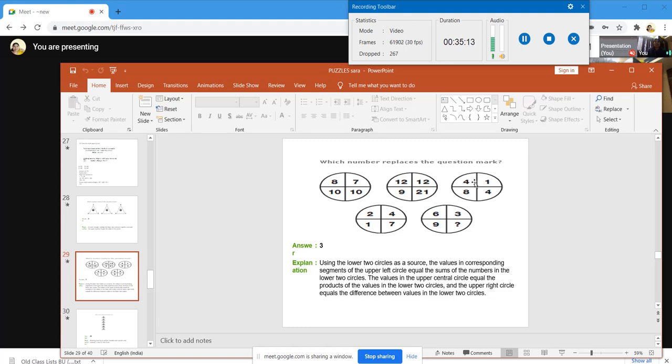Just see the quarter portion, and you come to the middle circle of the top row, how it is relating to the bottom circles 2, 6, 12. They have given the values from the bottom 2 circles, and they are connecting with the top 3 circles. The left one is nothing but the addition of the quarter portion. The right one is the subtraction of the quarter portion. The middle one is nothing but the multiplication of the quarter portions. So we can find out the answer for this.